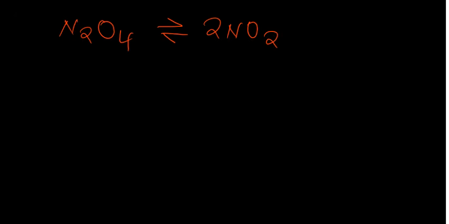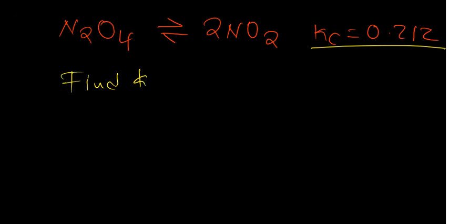Now, I would also want to talk about the relationship in terms of the Kc itself when you have a reversible reaction. So let's say you have this reaction, and your Kc is 0.212. Given that Kc for that reaction is that, find Kc for a reversible reaction. Given the forward reaction, that's your Kc. How do you find the Kc for the reversible reaction?